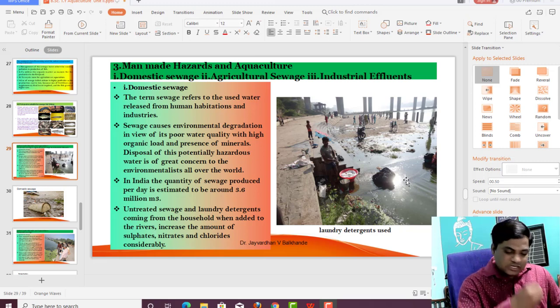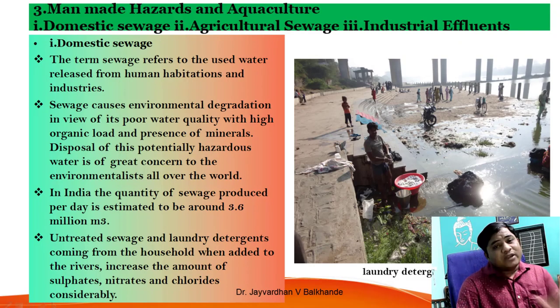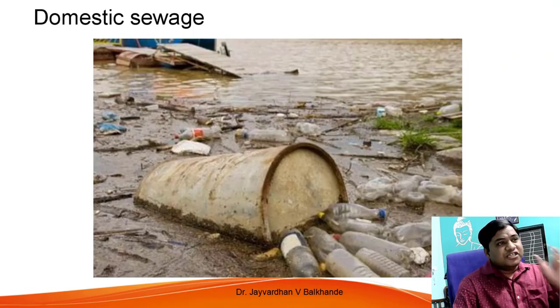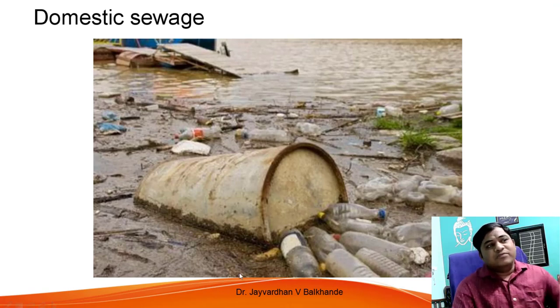No doubt, it contains a number of soaps, detergents, shampoos, and whatever the kitchen waste is. By this, the load on the water of the river is very high. See here, this is again an example of domestic sewage.